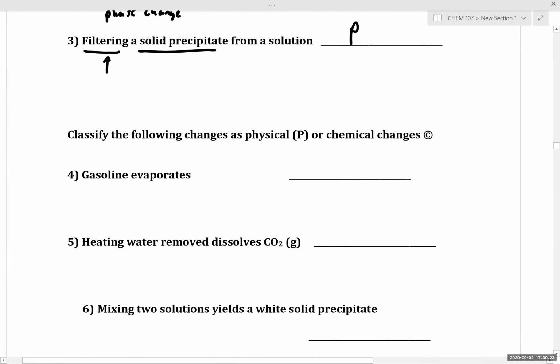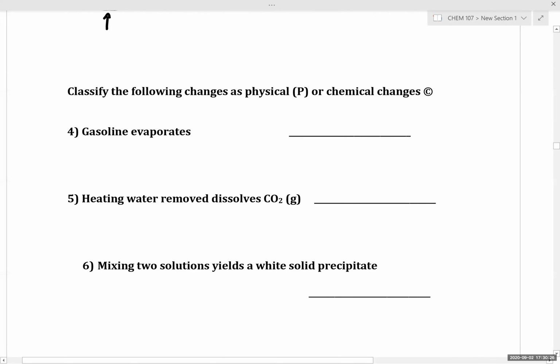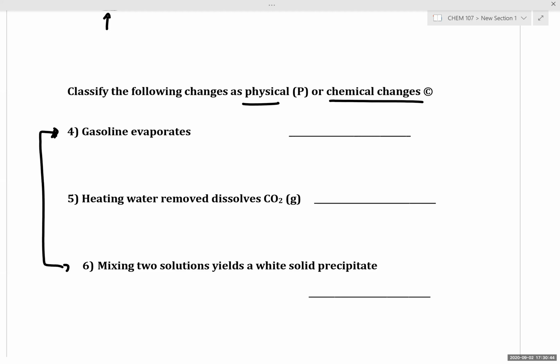Next, I'd like you now to take about 3 minutes and look at the following set of changes and classify them as a physical or chemical change. And I'd like you to share your responses in the chat or verbally. Or if you have a question, don't be shy to ask it in the chat. And remember to look for keywords such as dissolves, evaporates, react or reactions. And we'll discuss this example in about 2 to 3 minutes.